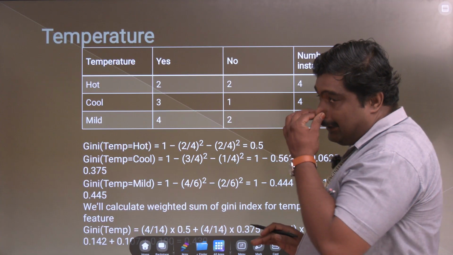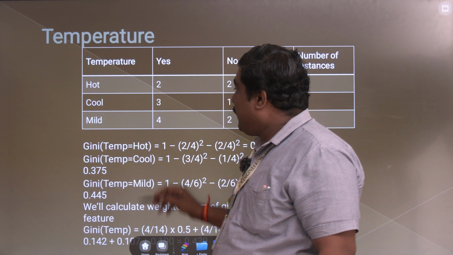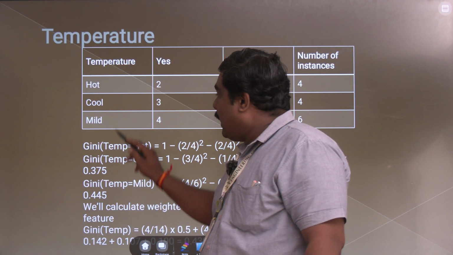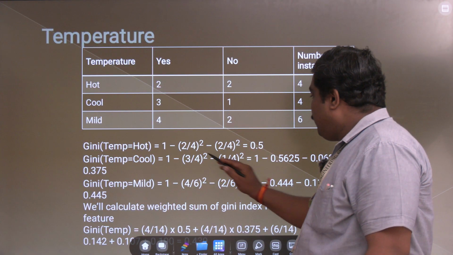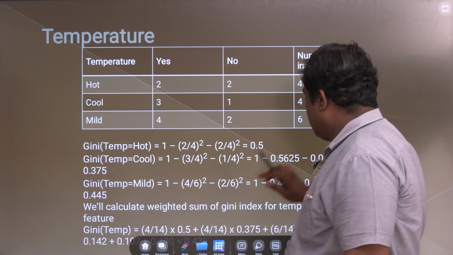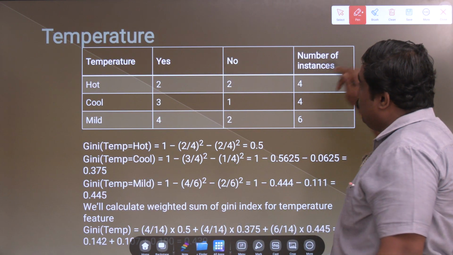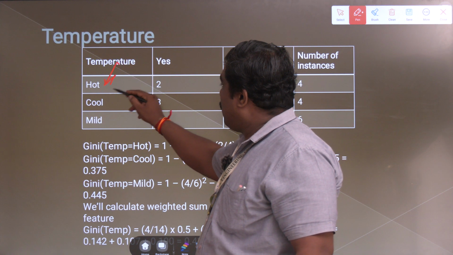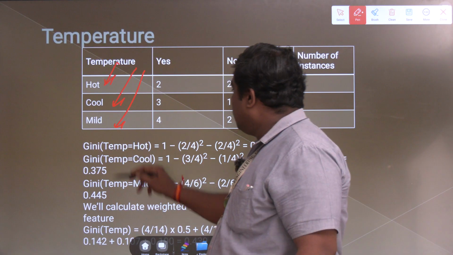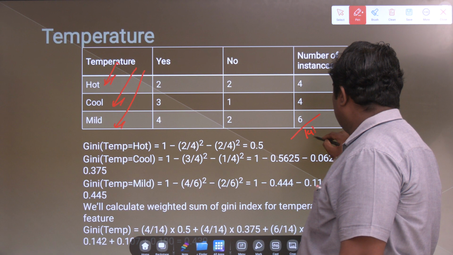Next, we have to calculate the same value for temperature also. For temperature we have three classes: hot, cool and mild. We have to calculate the Gini for temperature equal to hot, then the Gini for cool and then mild. The total number of instances will be 14 here.